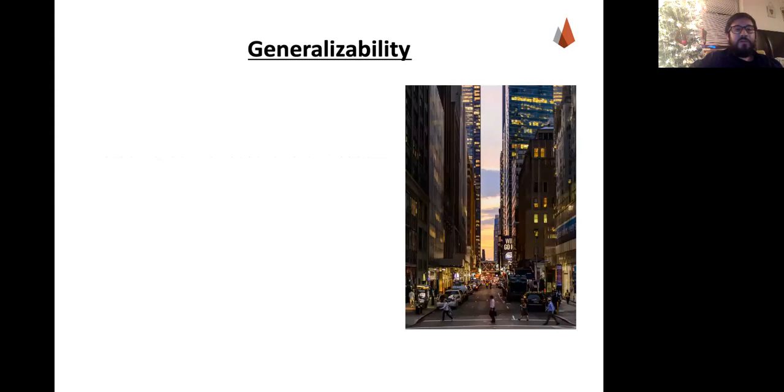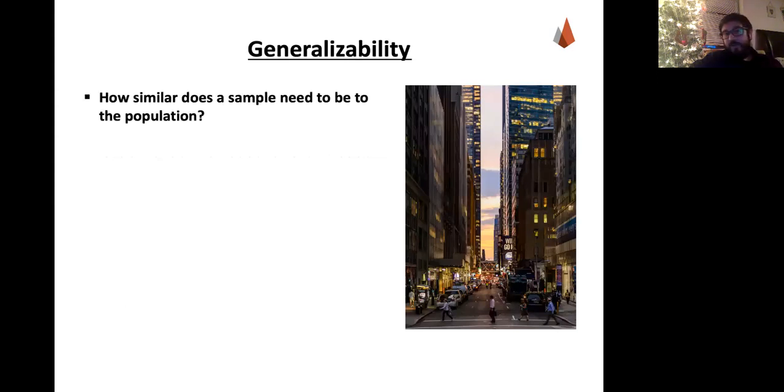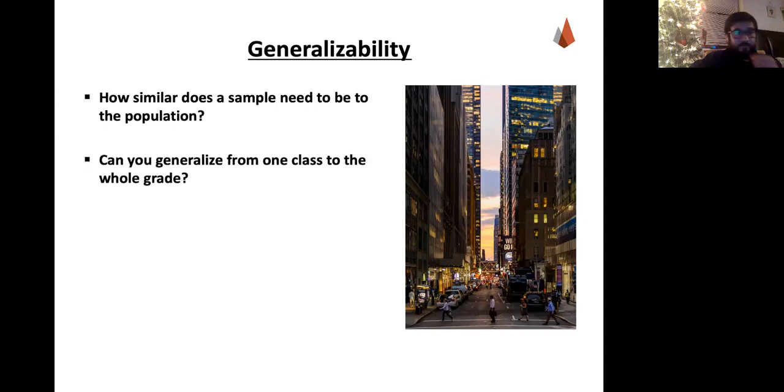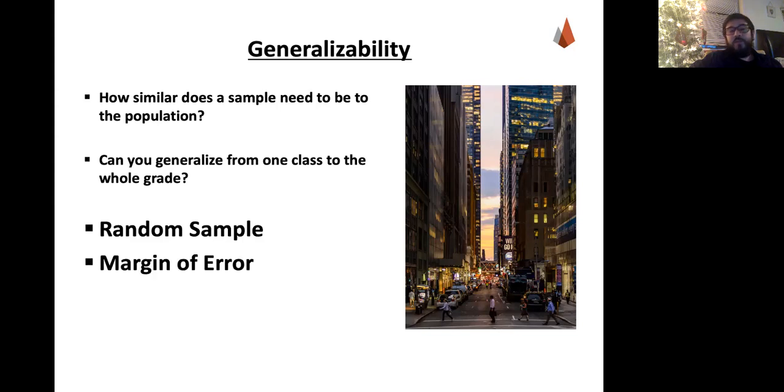Now, another important thing, of course, is generalizability. How similar does the sample need to be to the population? Can you generalize from one class to the whole grade? And what does a random sample and margin of error tell us? So first of all, samples are the people that you're dealing with. Populations are the people of interest. Like when you do a study in TAMU, the sample is generally the students that come in and do your study. The population is, ideally, the entire community: Laredo, Texas, Hispanic culture, and so on.